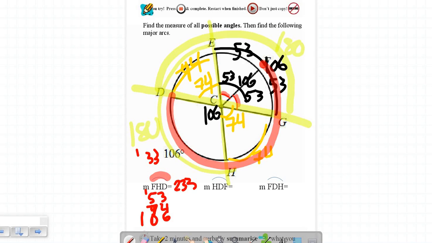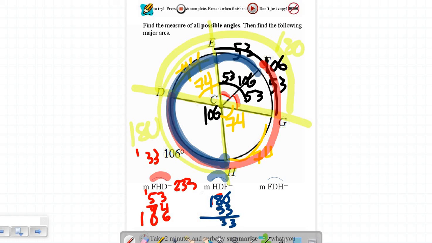That's 233. Let's try another one. Let's do HDF. HDF. So we go here, H, D to F. You can see this right here is 180 plus 53. So we got 233.